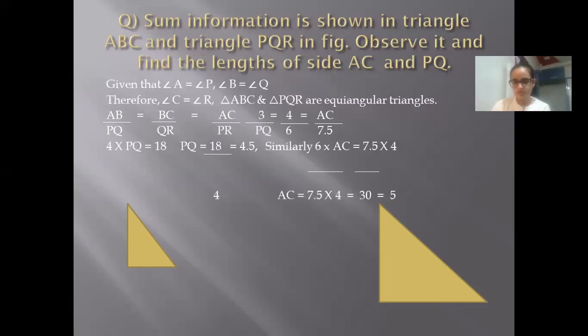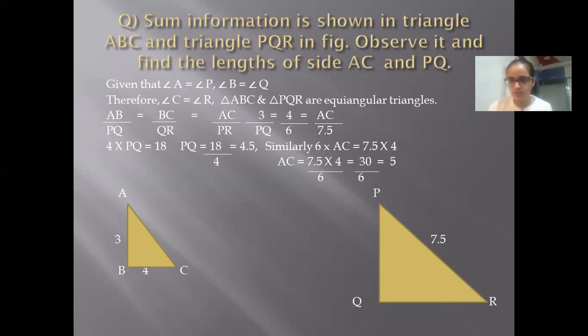Yes, one second. So we have triangle ABC and PQR. Let us see how we can prove its similarity. So AB is 3 and PQ is 7.5. It is already given to us.